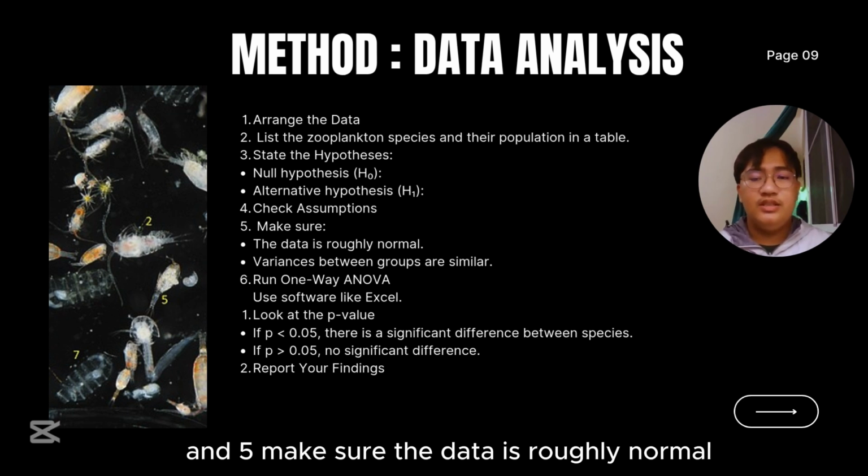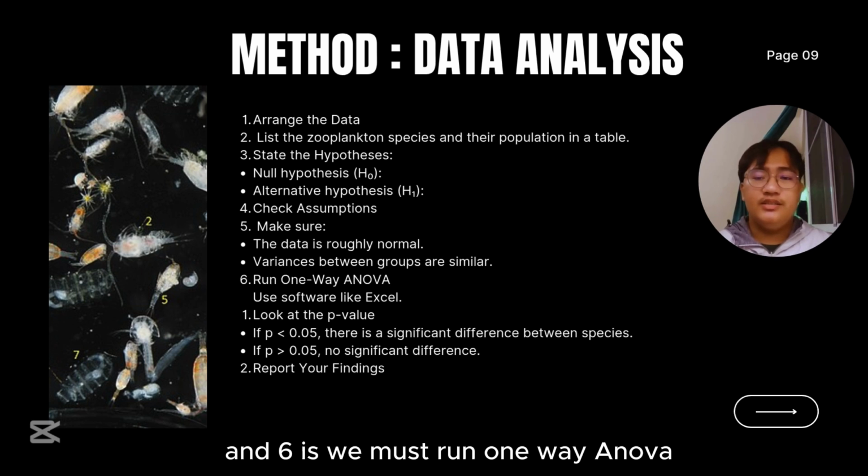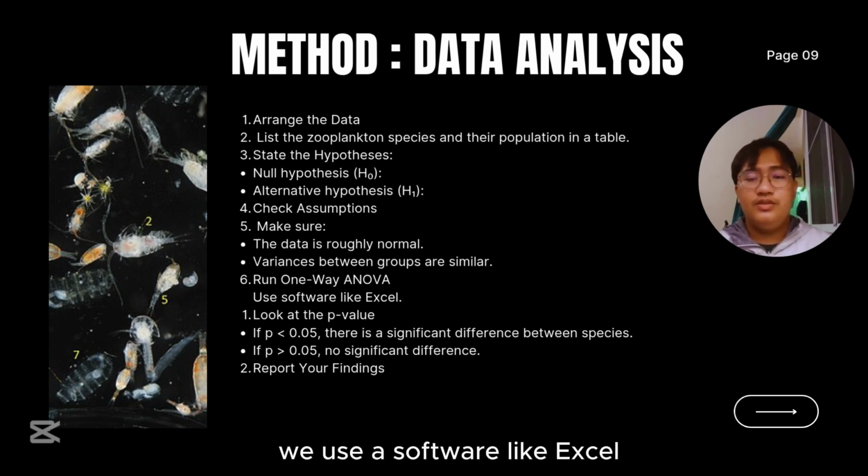And fifth, make sure the data is roughly normal and the variance between groups is similar. And sixth is we must run one-way ANOVA. We use software like Excel.